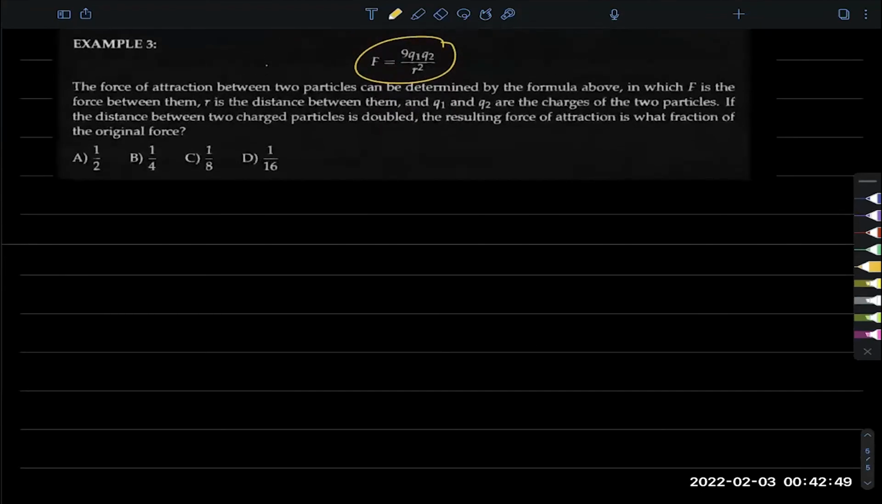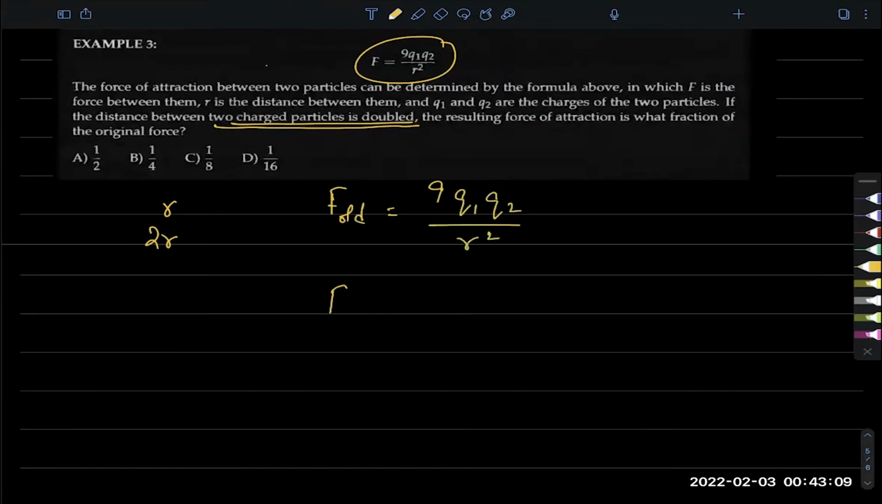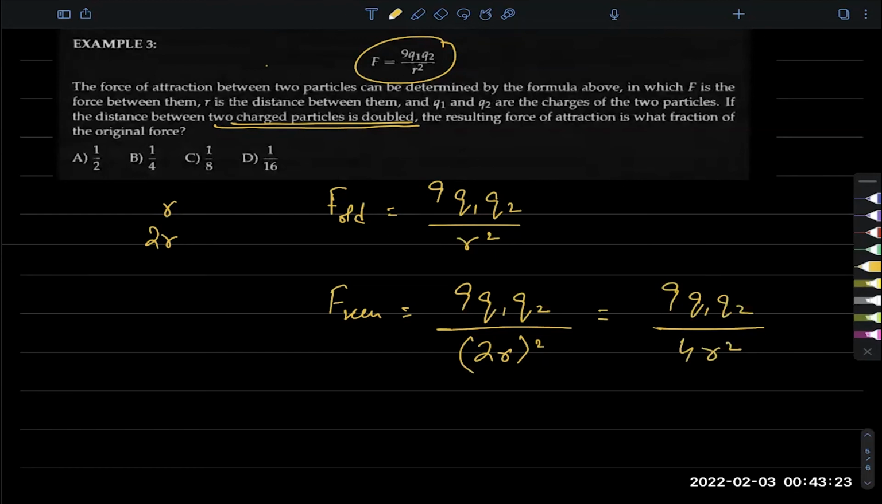All right, what's changing? If the distance between two particles is doubled, that's what's changing. The old distance is r, but the new distance is 2r. Everything else is the same. How does the force change? So the original force, the old one, is 9q1q2 over r squared, and the new one is going to be 9q1q2 over (2r) whole squared. And now just simplify this. So 9q1q2 over 4r squared. And yeah, this is my original one.